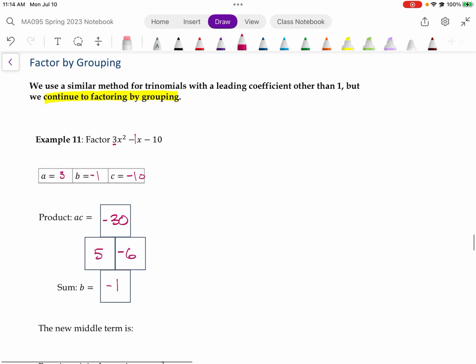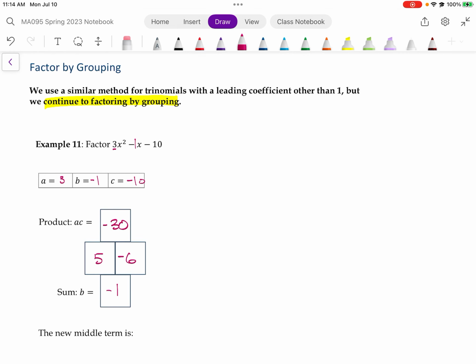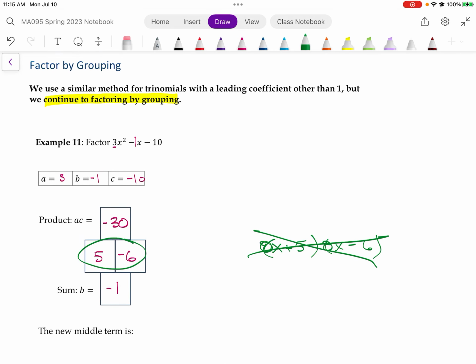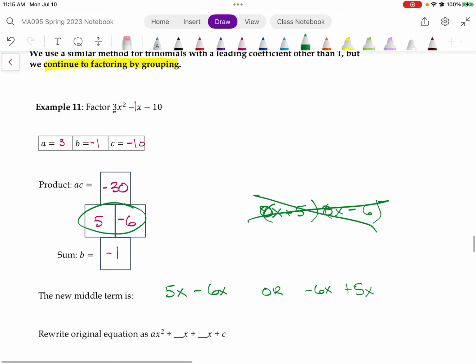Now here is the new part that is tricky, so you just have to follow these steps. The new middle term, instead of saying x plus 5 and x minus 6, which we did before, that would not give us a 3 in the front, so that's not going to work. We need to do something different. These two terms right here are going to be our middle term. The middle term is a binomial to start with because it's two terms. So we've got 5x minus 6x, or you could say -6x plus 5x. It does not matter which one you do. I'm going to choose the first one.